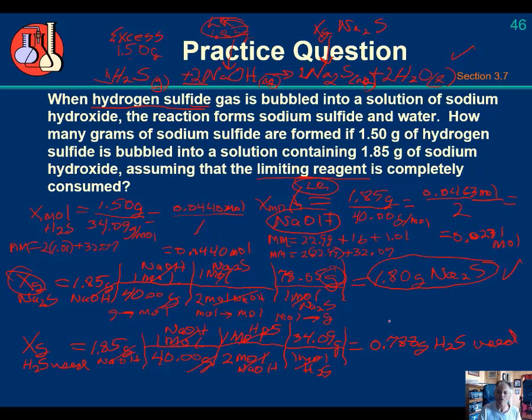Well, how much do I have left over? Well, I started with 1.50 grams, and so I'm just going to do the subtraction. So that's going to be 1.5 minus 0.788. And since I only have 2 decimal places here, this is a subtraction that I'm doing. That's going to be 0.71 grams of H2S remaining. So that's a good problem, ladies and gentlemen. I recommend that you spend some time with it.